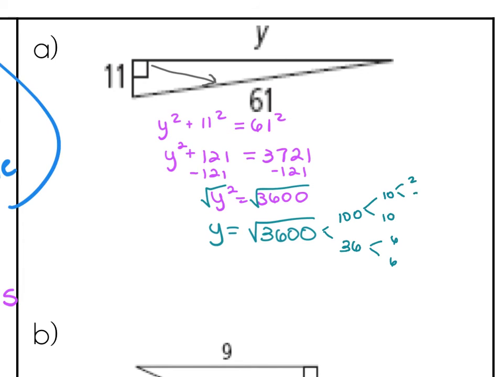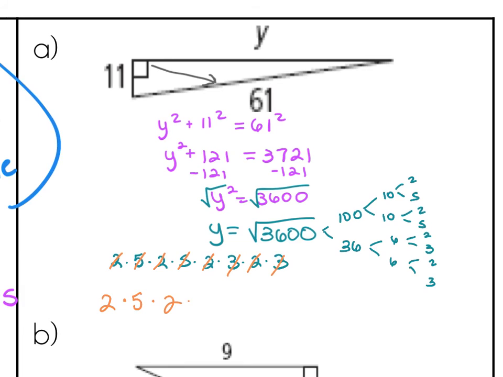This is a 2 and a 5. This is a 2 and a 5. A 2 and a 3. A 2 and a 3. So it's 2 times 5 times 2 times 5 times 2 times 3 times 2 times 3. Every pair brings 1 to the outside. So 2 2s, that's a 2 to the outside. 2 5s, that's a 5 to the outside. 2 2s, 2 3s. This is 10, 20, 60.